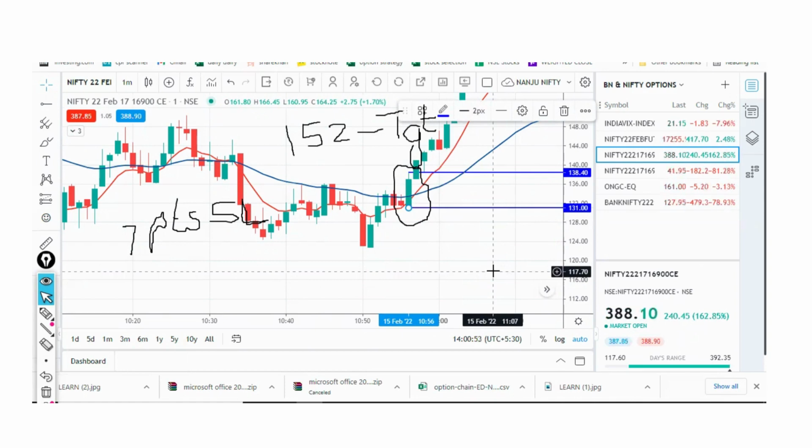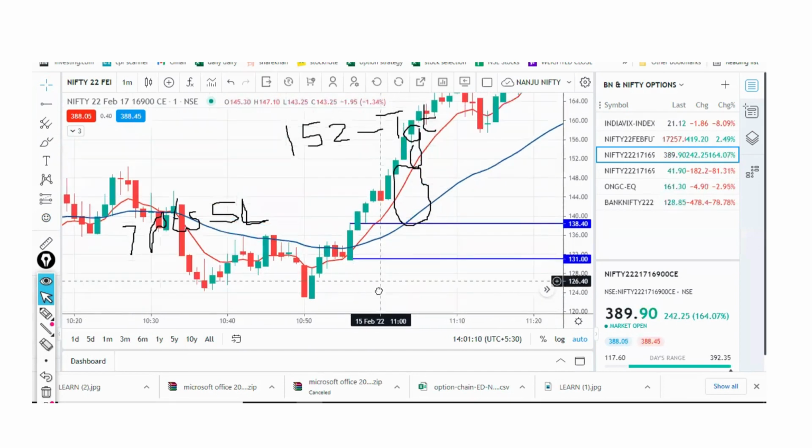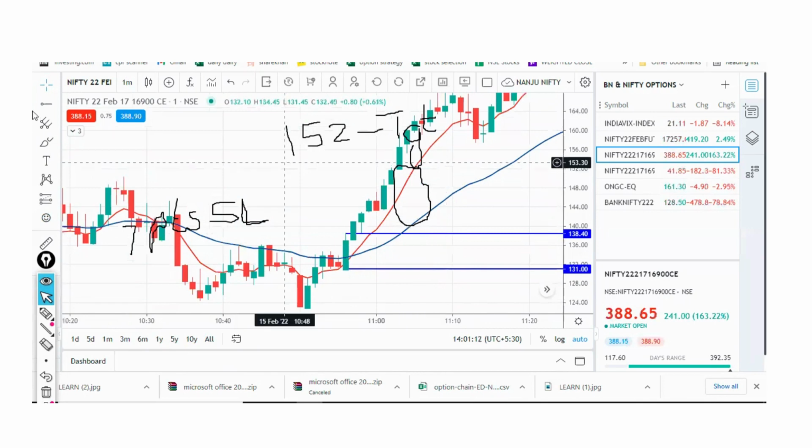Which is almost 14 points. No, I'm sorry. This is 7 points, 7.5. So let me round it off to 7. 7 and 7, 14. 138 plus 14 is 152. So that is the target. This target was easily achieved. It's here. 152 is easily achieved here.